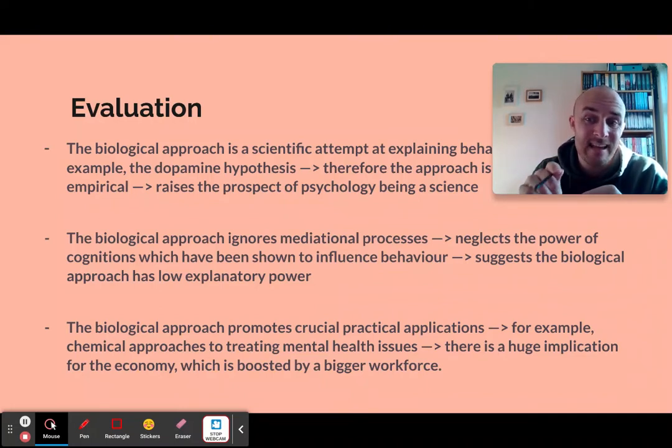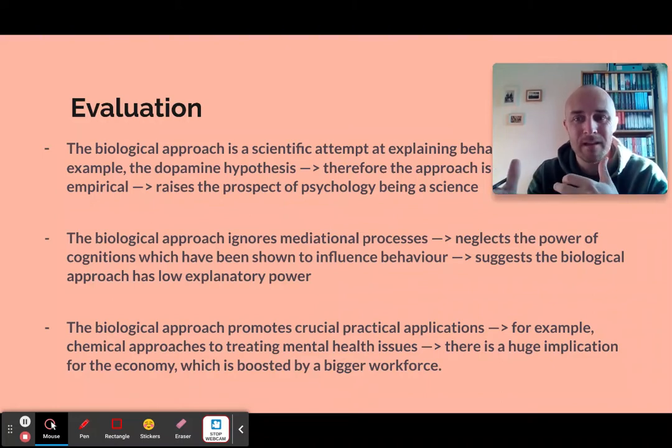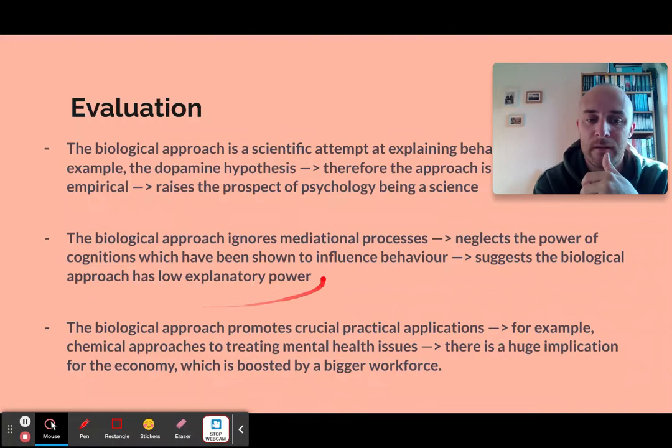One thing you can say here is that the biological approach ignores individual differences. It says if you have a faulty SERT gene, then you will always have OCD. But what it fails to include is this idea about individual differences. Why is it we can put the same people in the same situation with the same genes potentially, and they react differently? Cognitive approach explains that. The biological approach does not, right? So there's a big issue. Therefore, it has low explanatory power.